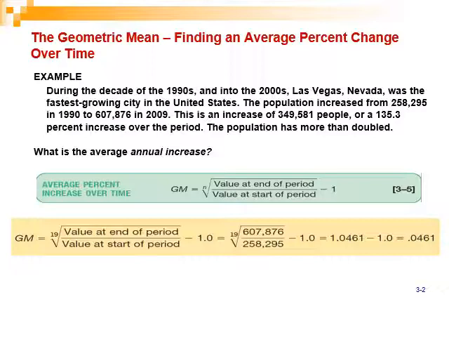In this case, the most suitable measure of central tendency and measure of location is the geometric mean. But the formula for the geometric mean to get the average percent increase over time is a little bit different. The formula is GM equals the nth root of the result of dividing the value at the end of the period over the value at the start of the period, and then we subtract 1 from it.